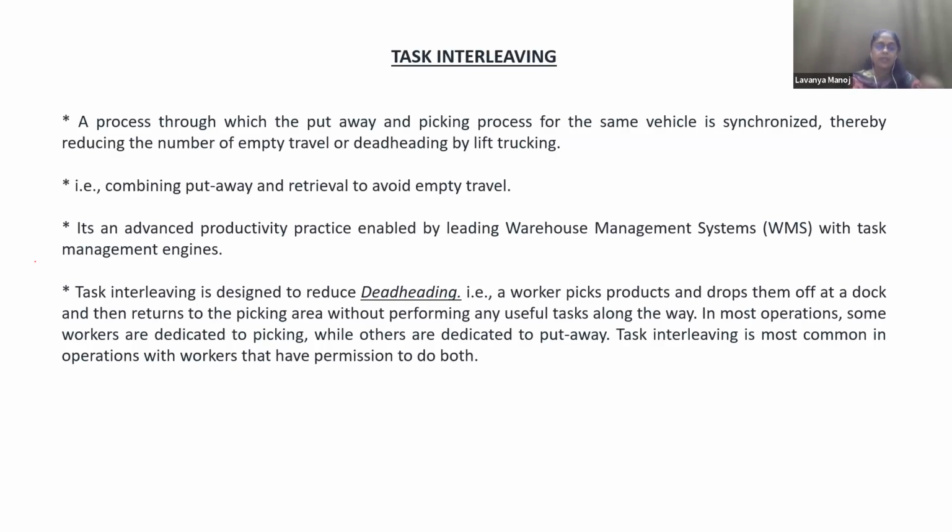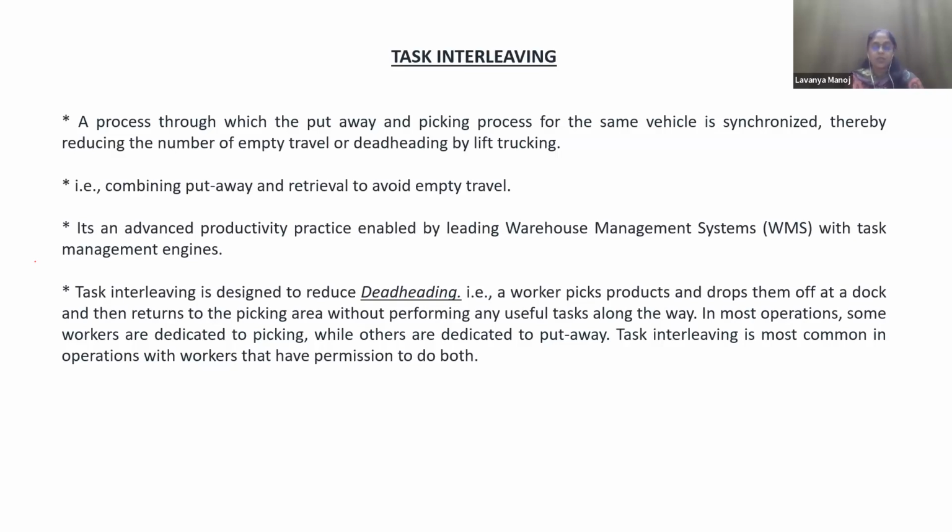So it doesn't mean that the employee or the forklift machine each and every time has to go to one particular zone, retrieve one particular order and come back to the dispatch area, and then go to the next zone and come back to the dispatch area. Instead of that, it can take the shortest route, cover almost all the zones, pick all the products which have to be retrieved, and finally reach the dispatch area. So this is called task interleaving.